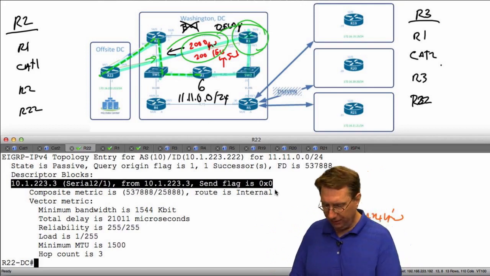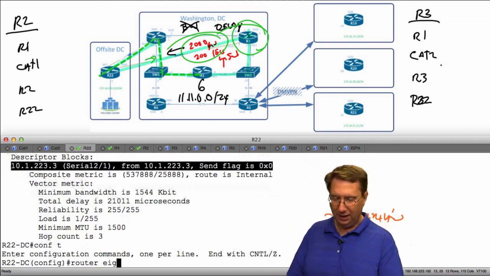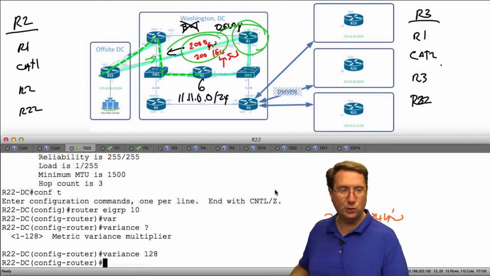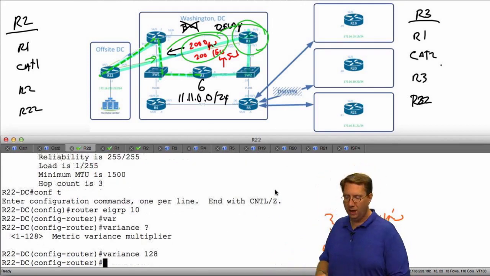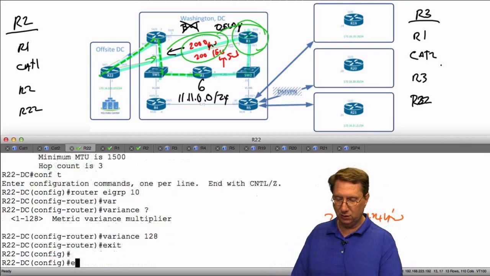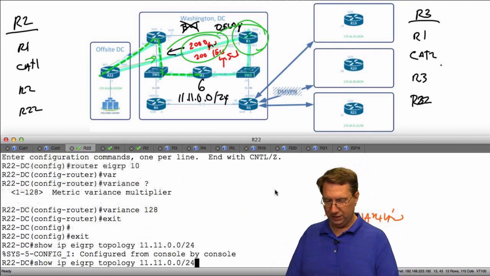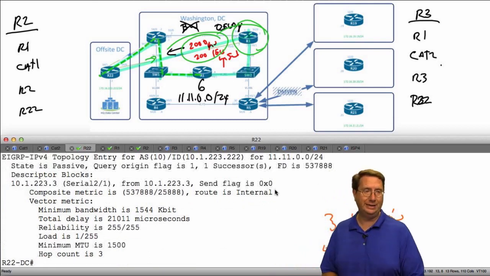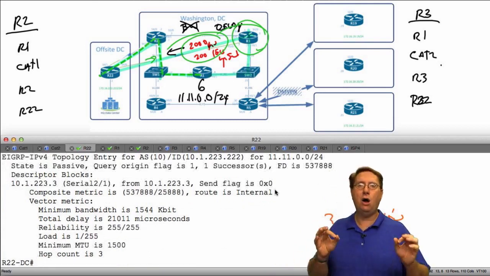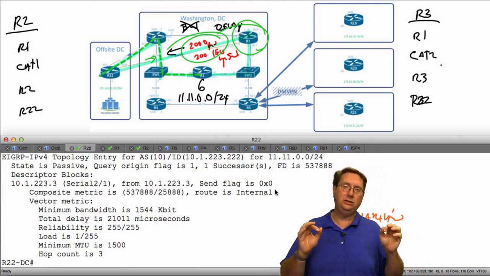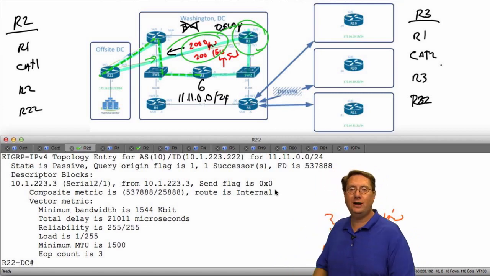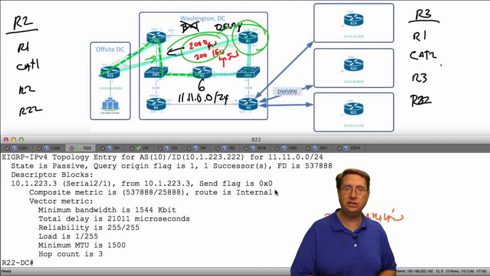Watch this. I'll come up here and go config t, router EIGRP 10, and I'll say variance, and let's give it 128, the highest value possible that we can enter. And let's look and see what's going on. I'll just up arrow and look at my topology table. Notice we still only have the one entry in the topology table. The reason being is this variance only allows me to do unequal cost load sharing across prefixes that have been planted inside of the topology table.